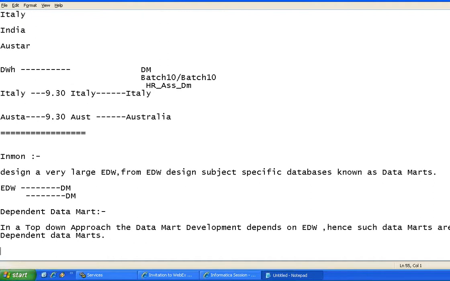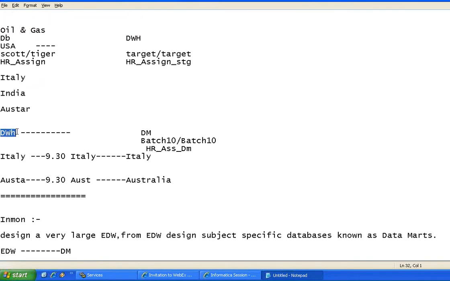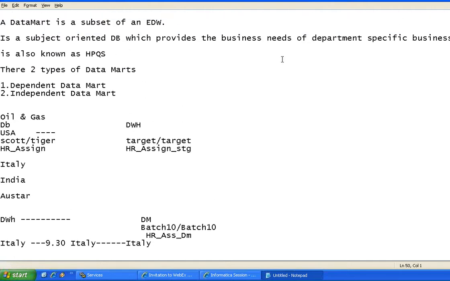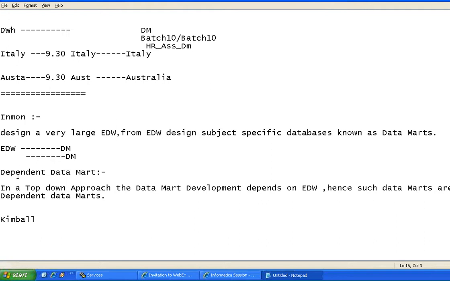The same thing we are doing here. Here we are designing an entire data warehouse, and from this warehouse we are designing small data marts. This is a dependent data mart. According to Inmon's theory, the data mart is a dependent data mart. As I told you, we have two types of data marts here, dependent and independent. So what is a dependent data mart? A dependent data mart is one that depends on the enterprise data warehouse.